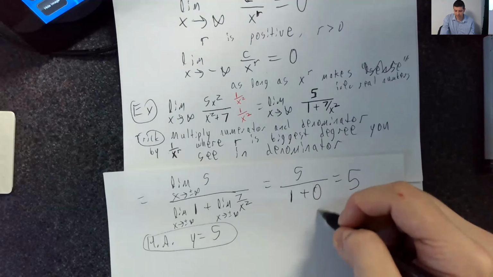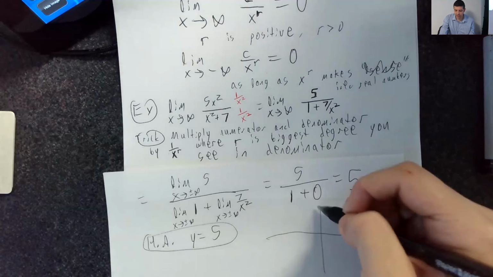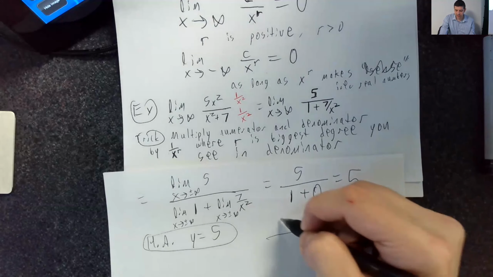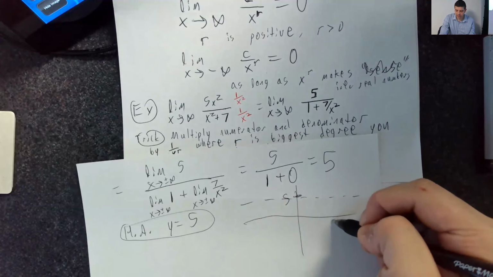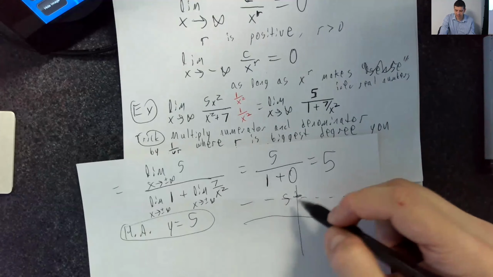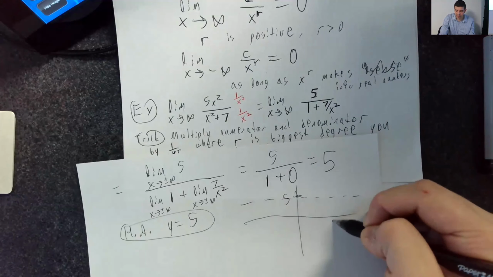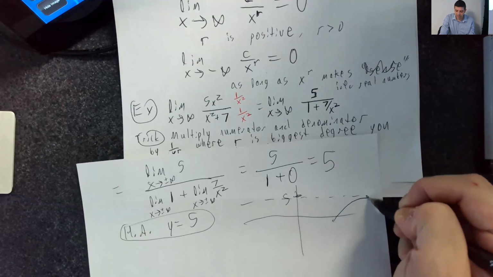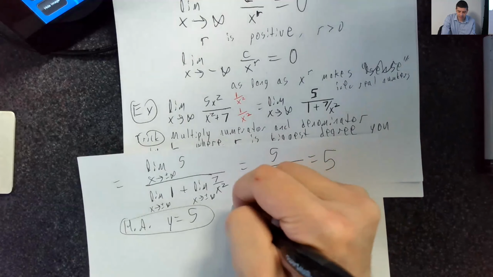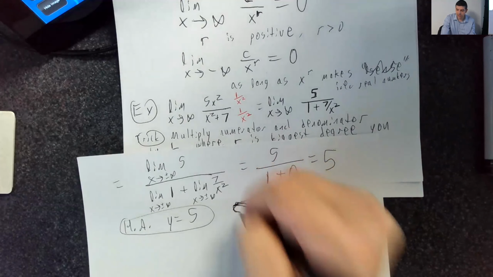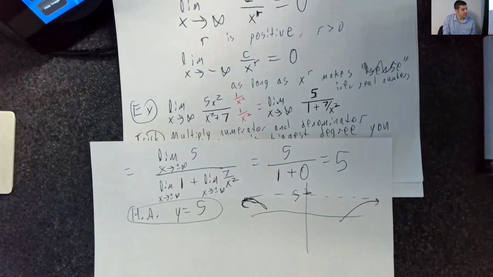So what would the graph look like? 5. Well, I don't know what happens in between, but I could calculate that this function is below 5 for some x values, approaching 5 from the right and approaching 5 from the left. So for small x values, the y values go to 5. For large x values, the y values are going to 5.